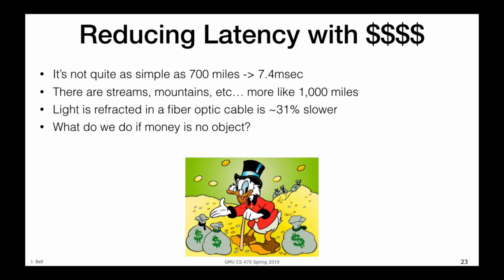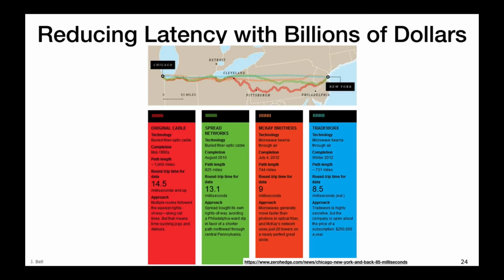So sidebar, it turns out it's not quite as simple as 700 miles taking 7.4 milliseconds. It is about 700 miles as the crow flies, but there are streams, mountains, and such, so it's more like 1,000 miles. We don't actually get to send data at the speed of light. The best that we get in fiber optic cables is about 31% slower than the speed of light. So if money is no object, what can we do? We can throw billions of dollars at this problem, which is something that has happened.